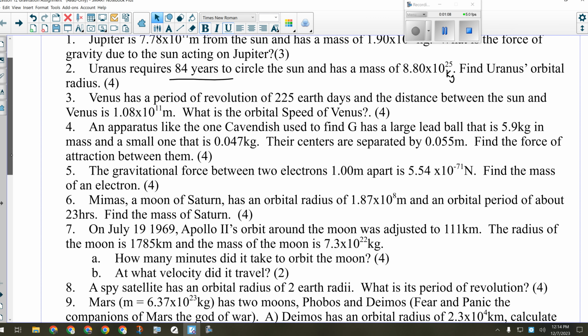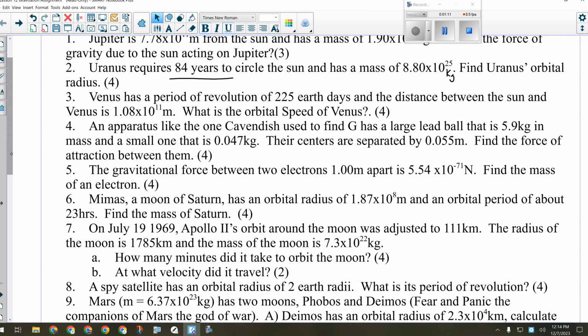Okay, Venus has a period of revolution of 225 Earth days, and the distance between the Sun and Venus is 1.08 times 10 to the 11. What is the orbital speed of Venus? Okay, also another one that could probably be solved more than one way.